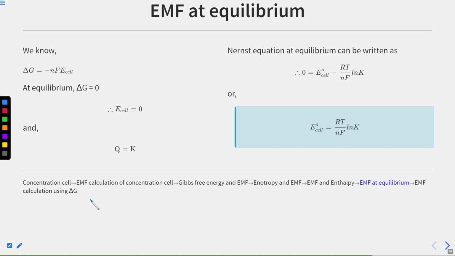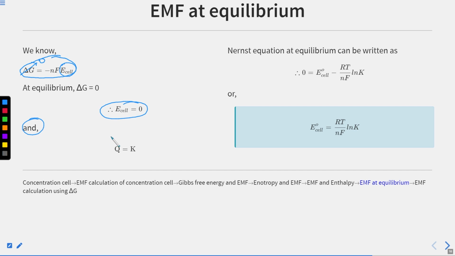So we will consider equilibrium now. So far we have seen the Nernst equation. Now we'll consider what happens at equilibrium. To start with equilibrium, we will start with delta G is equals to minus nFE cell again. And at equilibrium, we know that the delta G value is equals to 0. Right? So if delta G is equals to 0, then this E cell will also be 0.